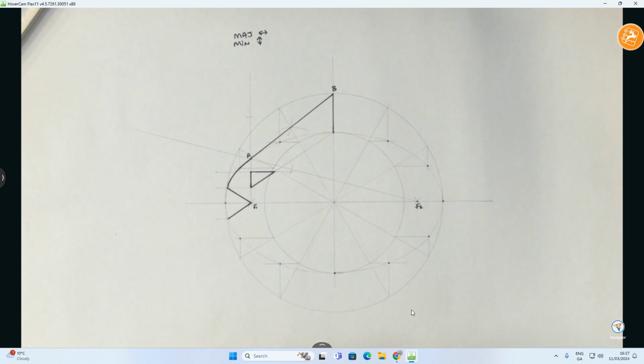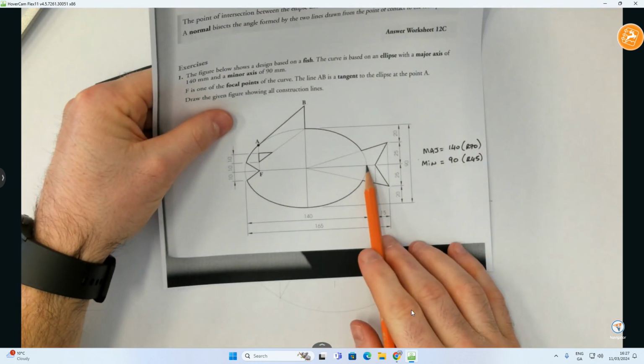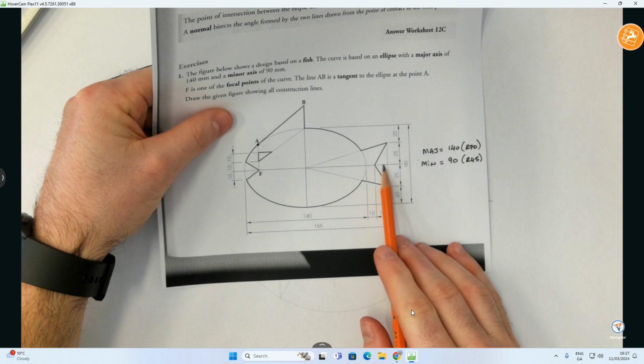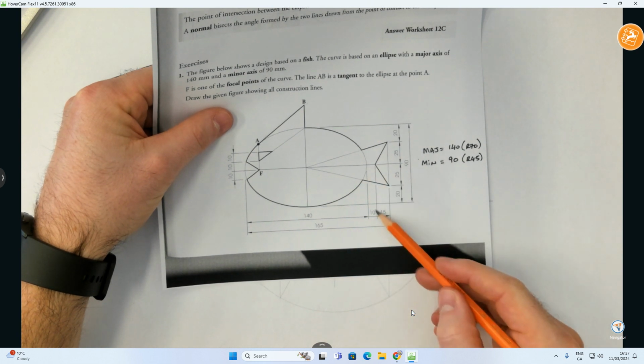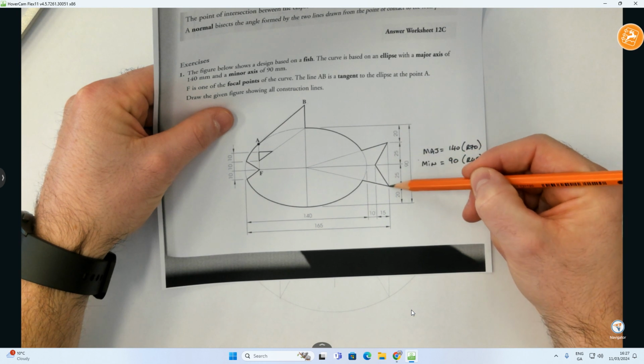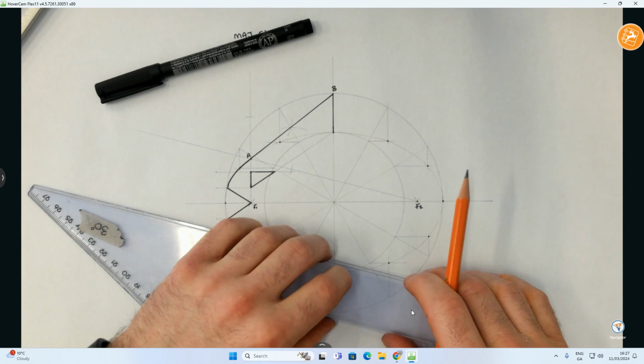So to get the tail, if we come to the drawing again, I need to measure out from the edge of the ellipse. I'm going to measure out 10 millimeters to get this point here. And then from here, it's out another 15. So you can see the measurements down here, out 10 and out 15. And then from here, up 25, down 25. And these two points then connect to the center point of the major and minor circle.